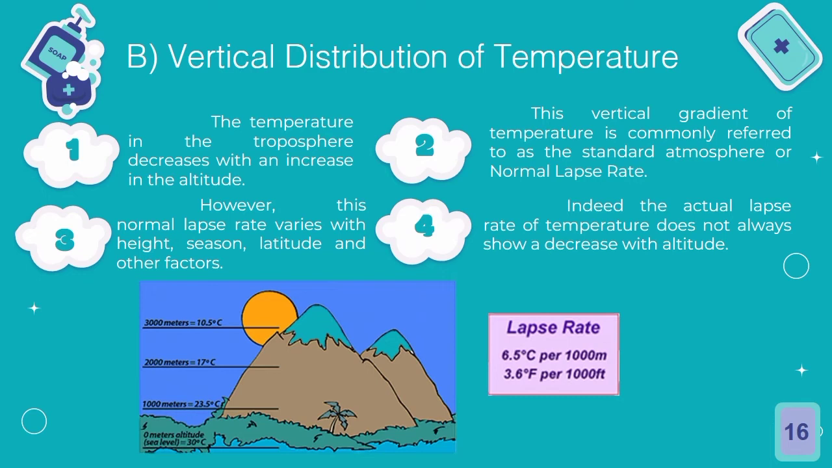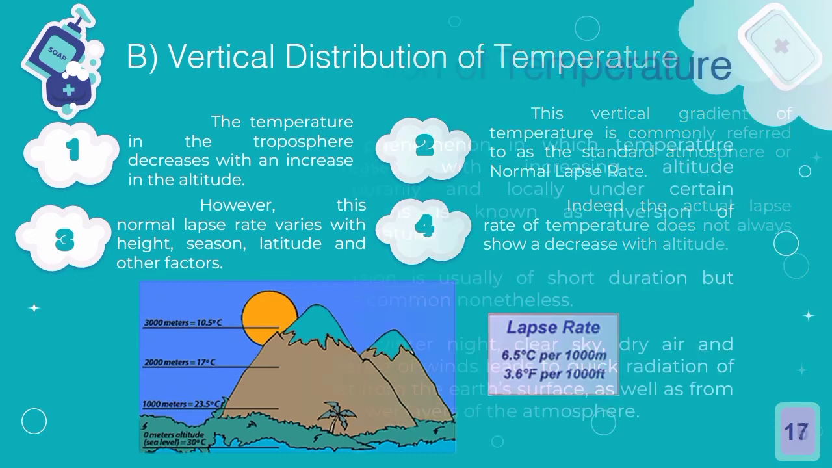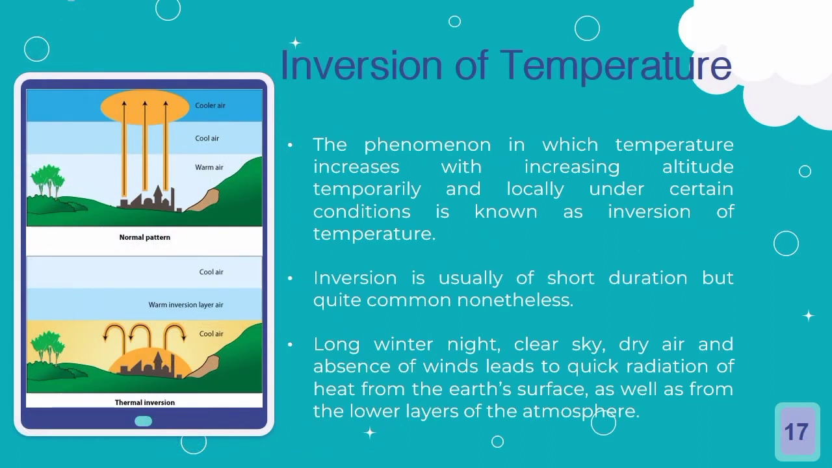So, the lapse rate actually tells the rate at which temperature changes with the height in the atmosphere. So, for example, the one which is shown in the picture. So, the normal lapse rate of temperature is 3.6 degrees Fahrenheit per 1,000 feet. Next slide is the inversion of temperature.